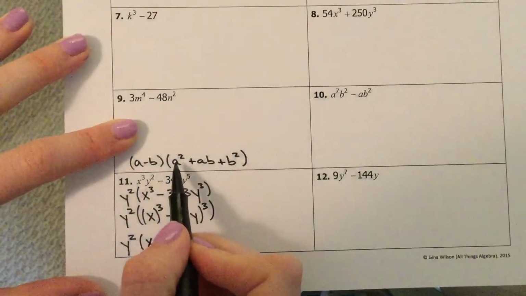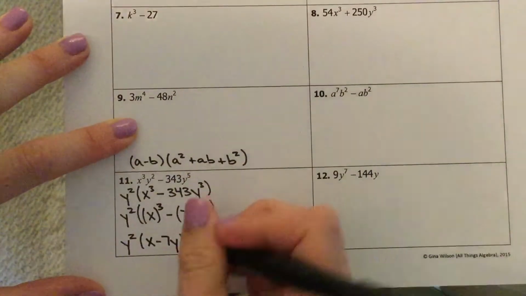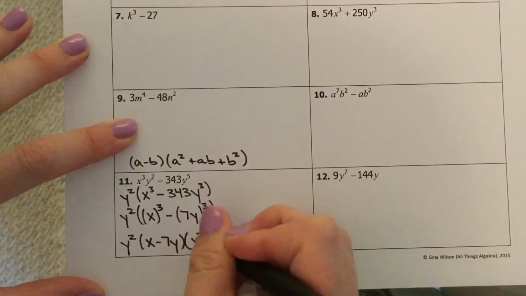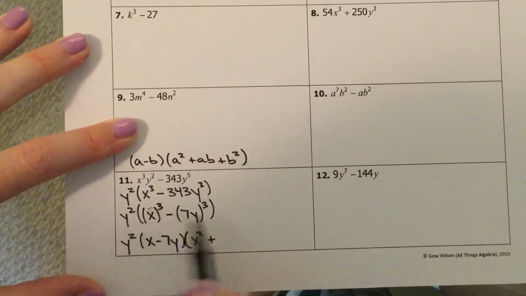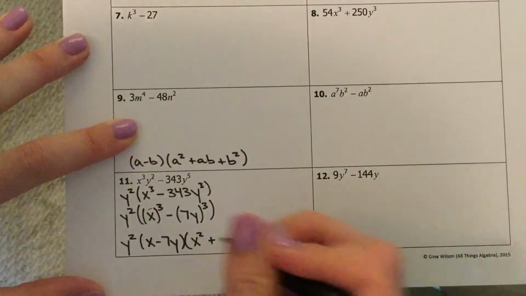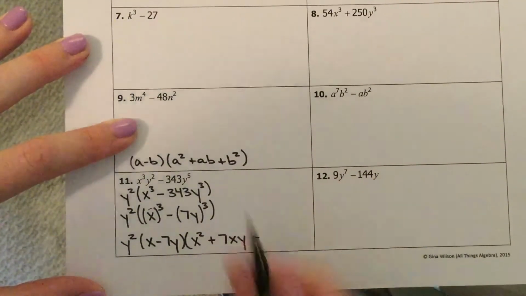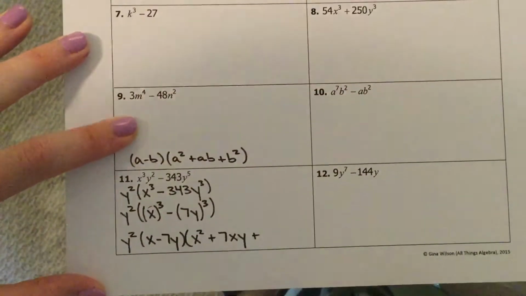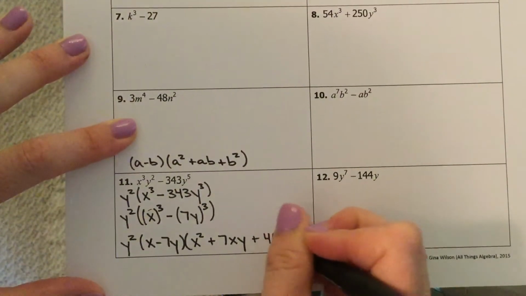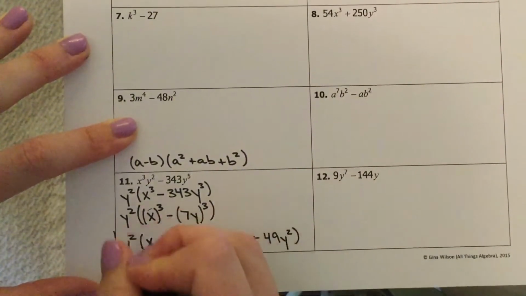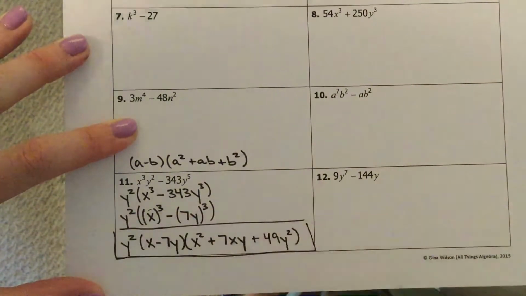And then for these next terms, a squared, so I square this x, and that gives me x squared, plus a times b means I multiply these 2 values together, so x times 7y, I'm going to write it as 7xy, plus, and then finally b squared means I square the 7y, so 7y times 7y would be 49y squared. So that is as far down as I can take this.